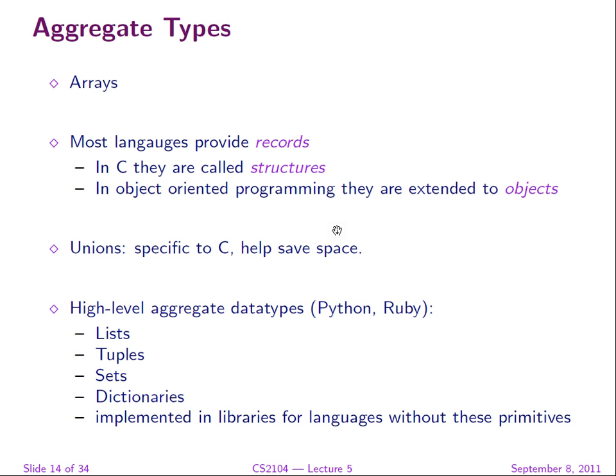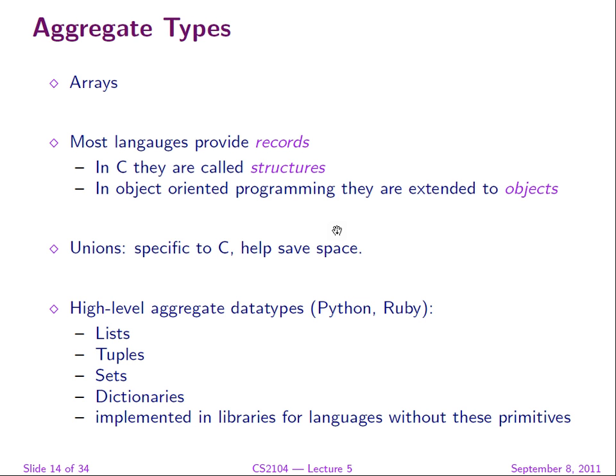All right, aggregate types. We have many ways of aggregating data. The easiest, the most straightforward, is arrays. Most languages provide records, which in C are called structures. Their extension in object-oriented programming gives rise to objects.